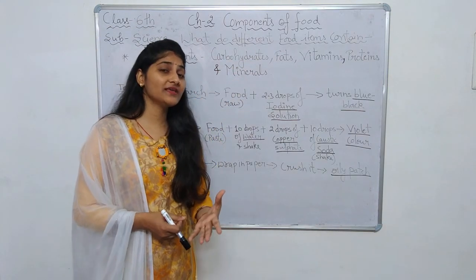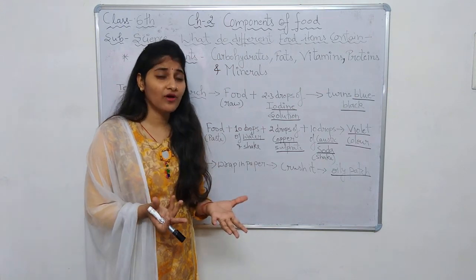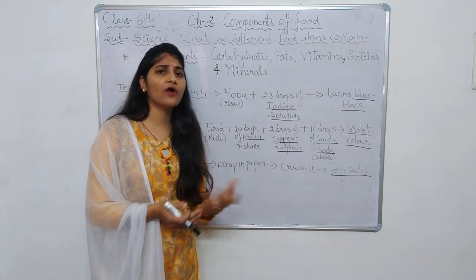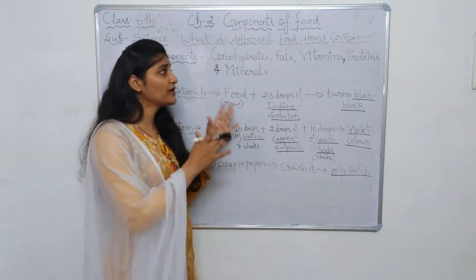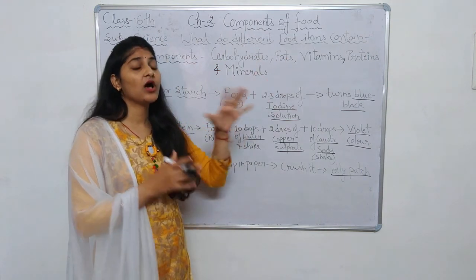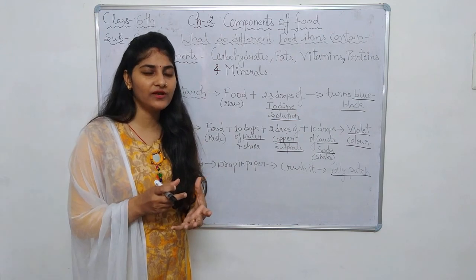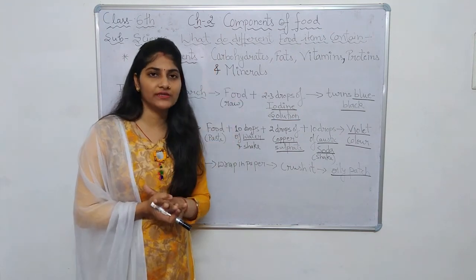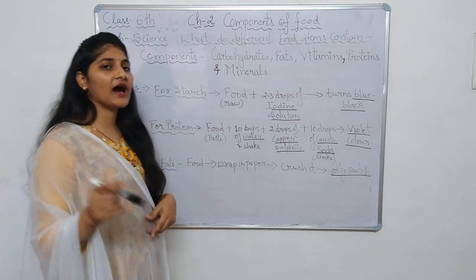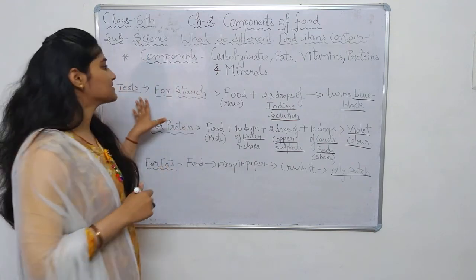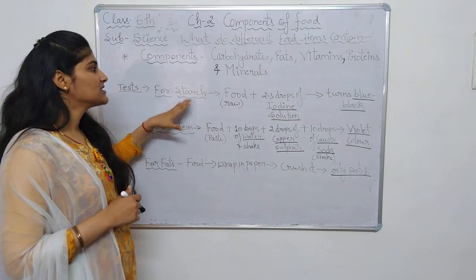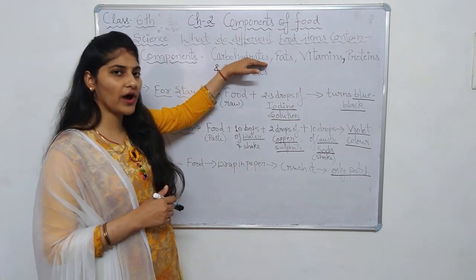But in science, we need proof. How do we come to know, or how do we believe that food has these things? So, we are going to test some food for these nutrients. Let us see our first test, that is the test for starch. Starch is a form of carbohydrate.